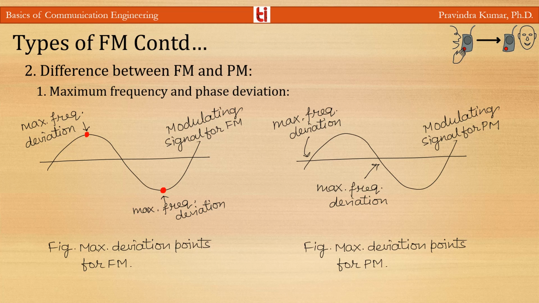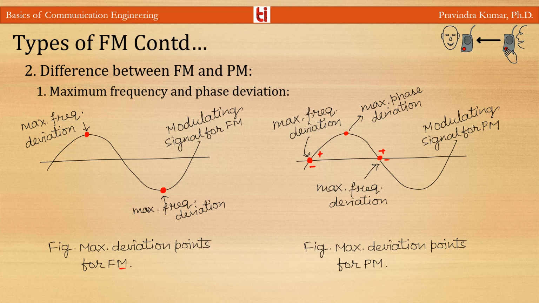The maximum frequency deviation points are the zero crossing points. Means if I am going from negative to positive, then at this point in the PM wave there will be high frequency, and if the modulating signal is going from positive to negative, then at this point there is minimum frequency. So the frequency deviation points are different from the FM wave in the PM wave, and also here at the maximum value of the modulating signal, there is a maximum phase deviation.